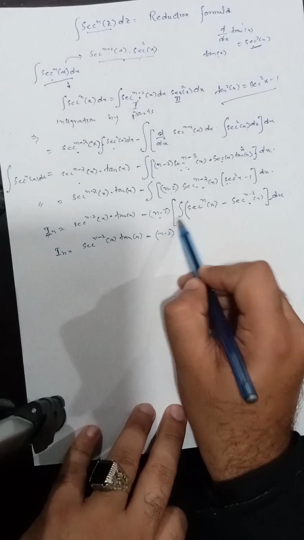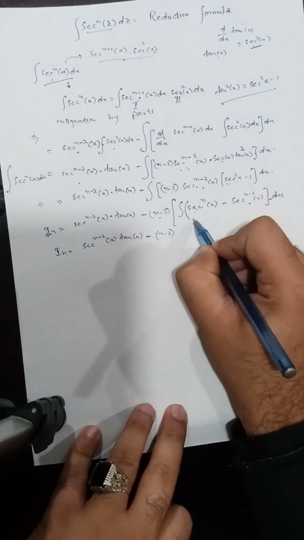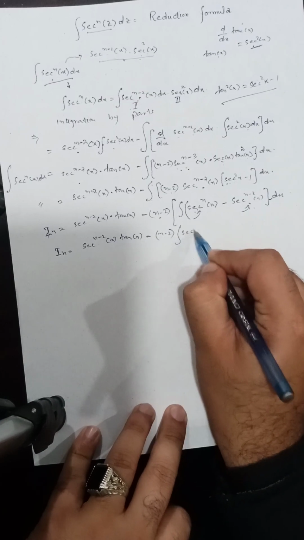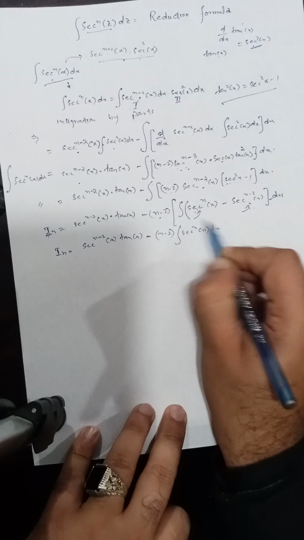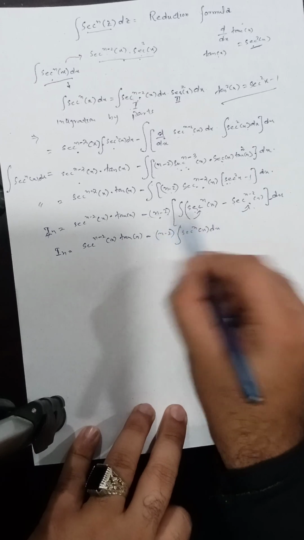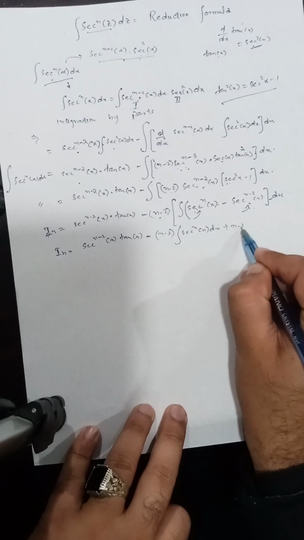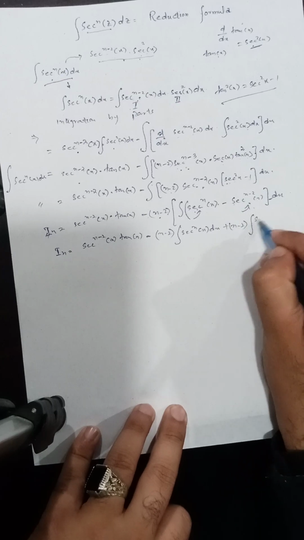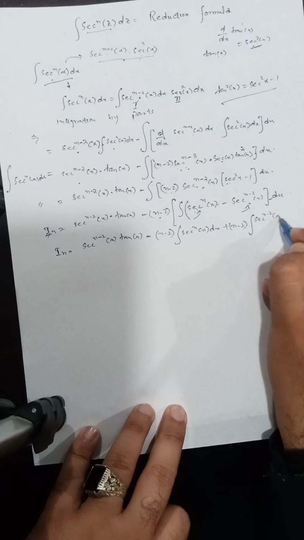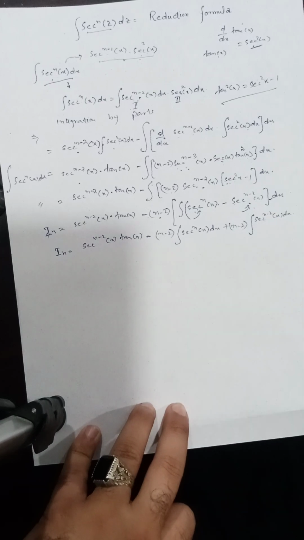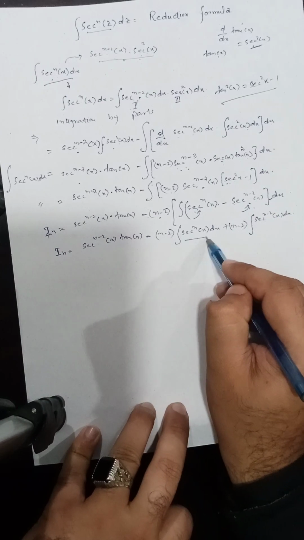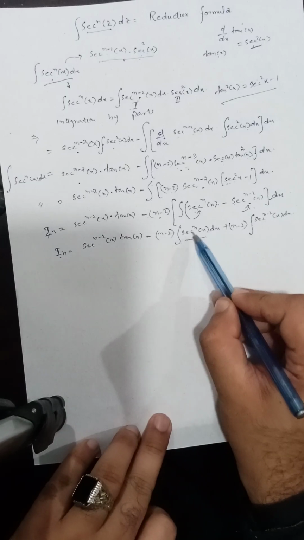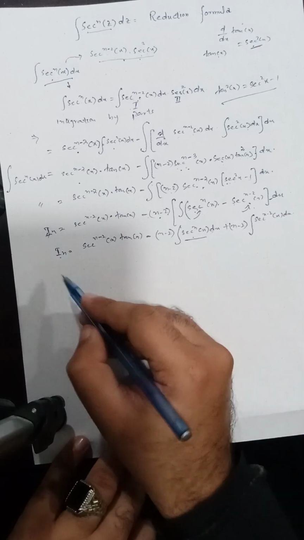Now apply the n minus 2 with this function and with this function, so it is secant of n of x with respect to x, and n minus 2 multiplied with this function, so minus with this minus is plus, so it is n minus 2 and integral of secant of n minus 2 of x with respect to x. Now this function is equal to I n. Integral of secant power n of x dx is equal to I n.